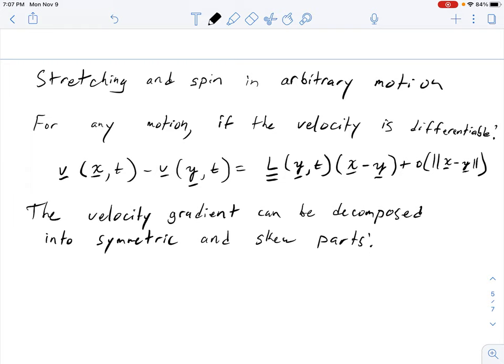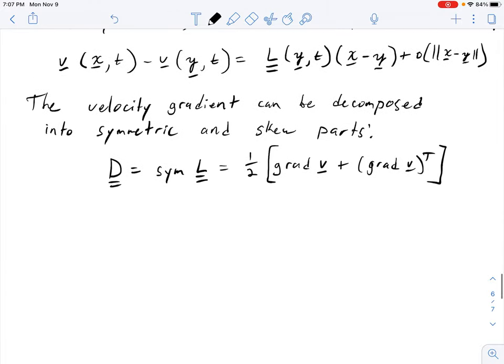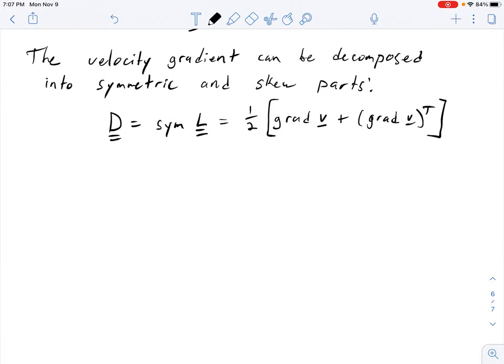So we have the tensor D is equal to the symmetric part of L, so that is equal to 1/2 grad V plus grad V transpose. Let's put the whole thing in brackets like that. And then the spin tensor, which we've already talked about, W, is equal to skew L is equal to 1/2 grad V minus its transpose.